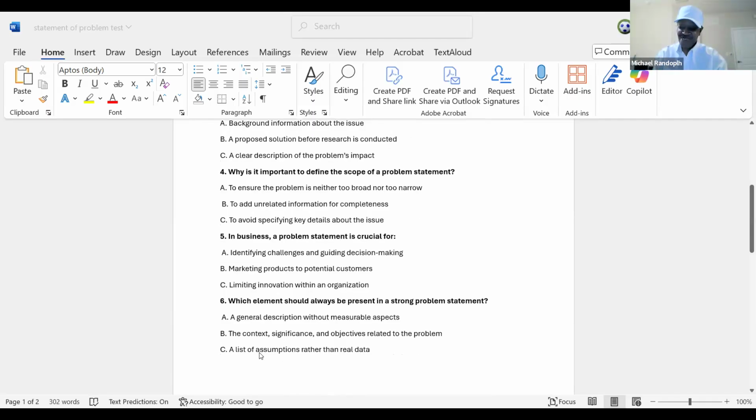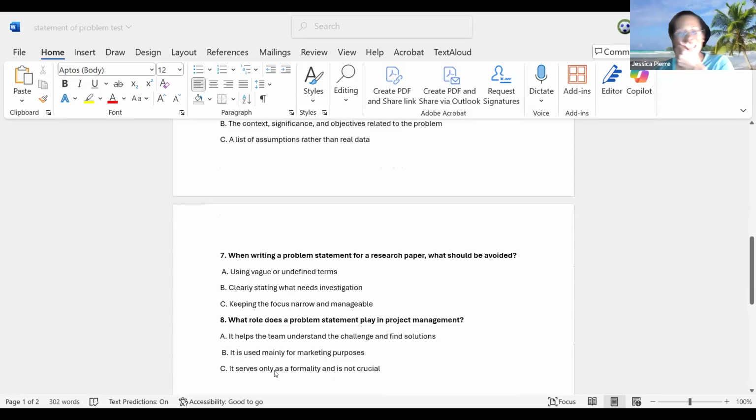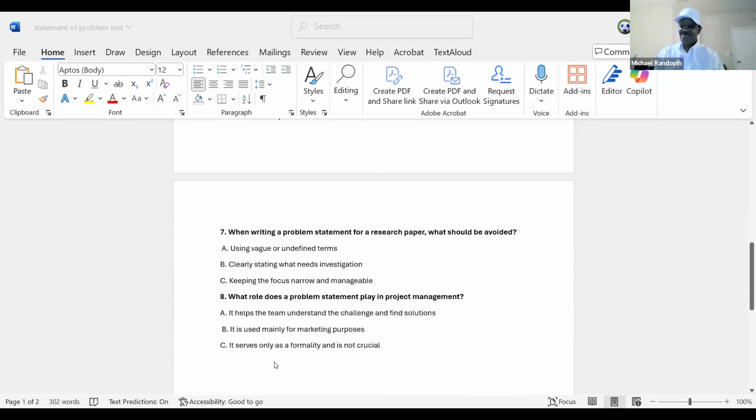I got to make this test harder the next time. Question six, which element should always be presented in a strong problem statement? The context, significance, and objectives related to the problem. Yeah, I got to make it harder the next time. But you're so good, it doesn't make a difference. You'll pass it anyway. When writing a problem statement for a research paper, what should be avoided? A, using vague or undefined terms.